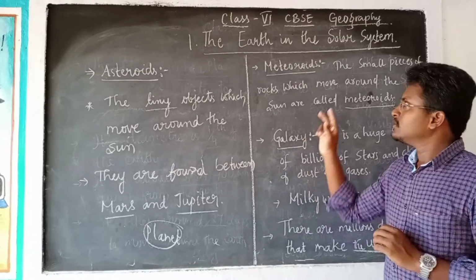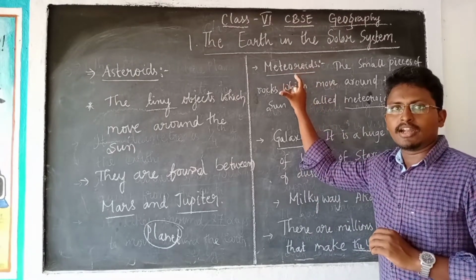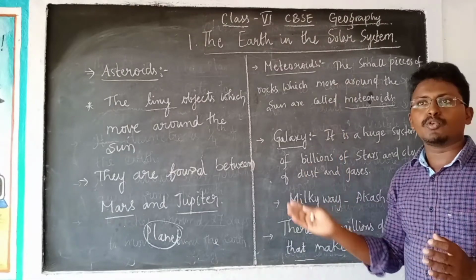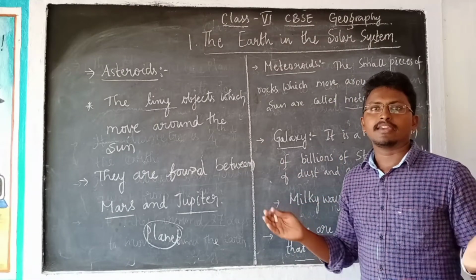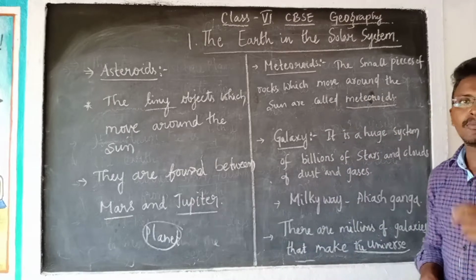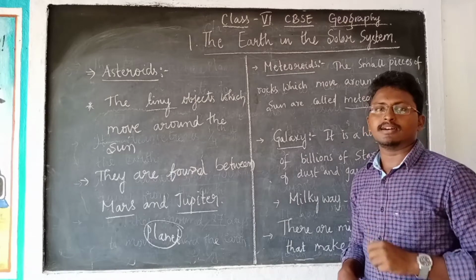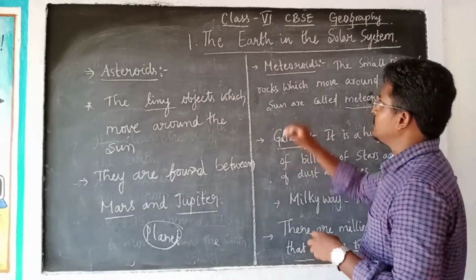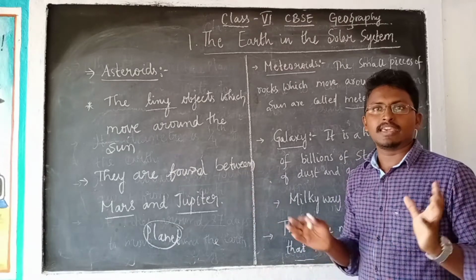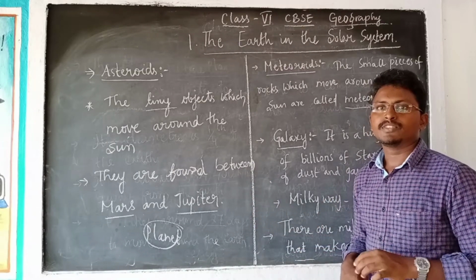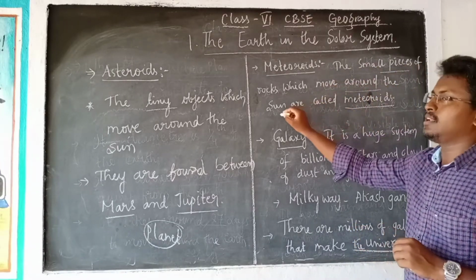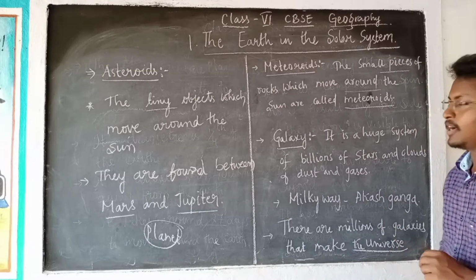What happens is that sometimes these meteorites may even hit the earth because there is no fixed path. They move in whatever direction they like. We cannot say in which direction they move. Sometimes in the news you might have seen some rocks hitting the earth. These rocks are actually meteorites. Sometimes they create a big hole, sometimes they even carry fire along with them. So the small pieces of rocks which move around the sun are called meteorites.